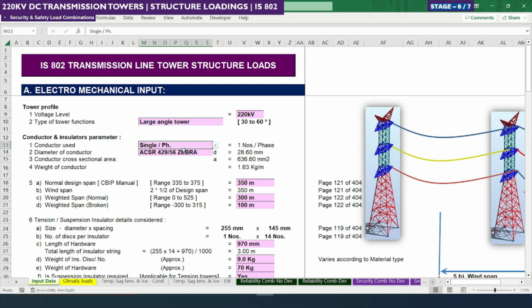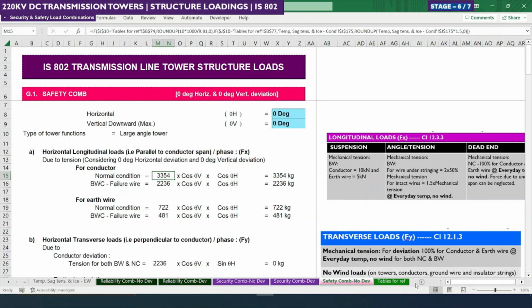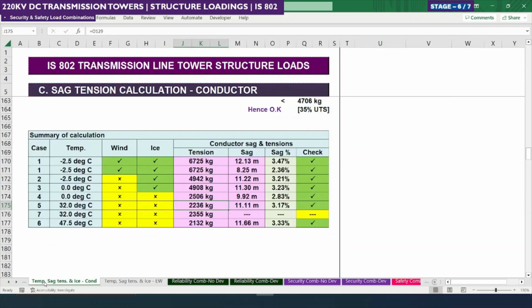As per our calculation, we used to have only single phase. So we just did some trial for that, so we can change that to single. So now you can see it is for everyday temperature, no wind cases. If we are looking into that conductor tension calculation, so everyday temperature is 32 degrees Celsius, no wind cases, it is 2236.